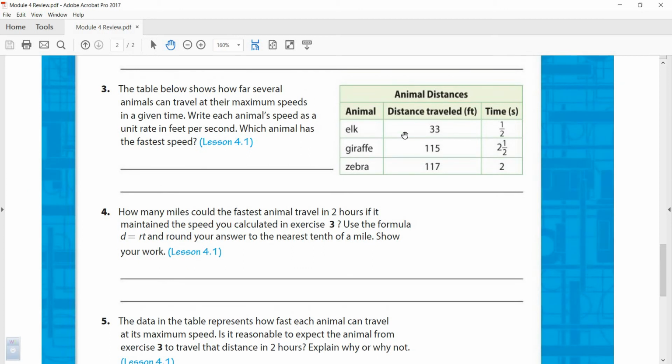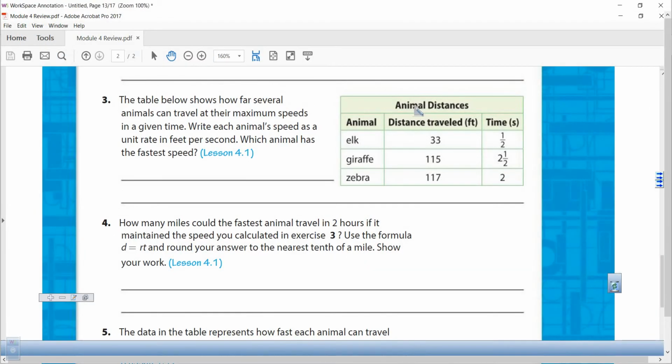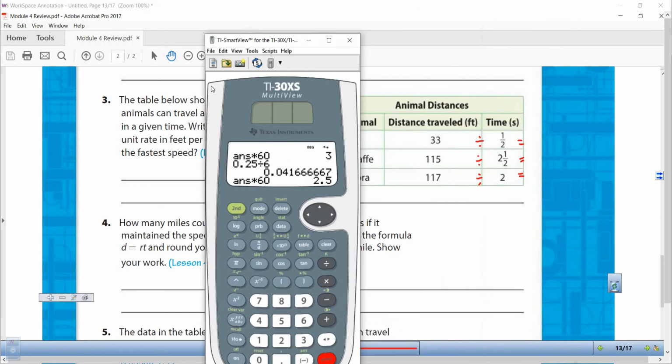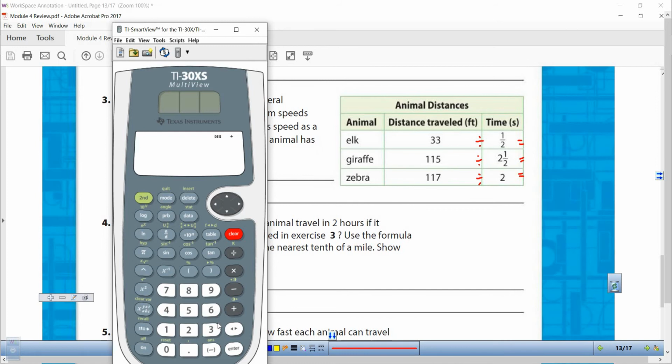All right, it says the table shows how far animals can travel at their maximum speeds in a given time. Write each animal's speed as a unit rate. So again, if we want a unit rate, we're going to divide that first quantity by the second quantity, and that's going to make that second quantity 1, which will give us a unit rate. All right, so let's do this pretty quickly on the calculator here. I'm going to go ahead and clear everything out.